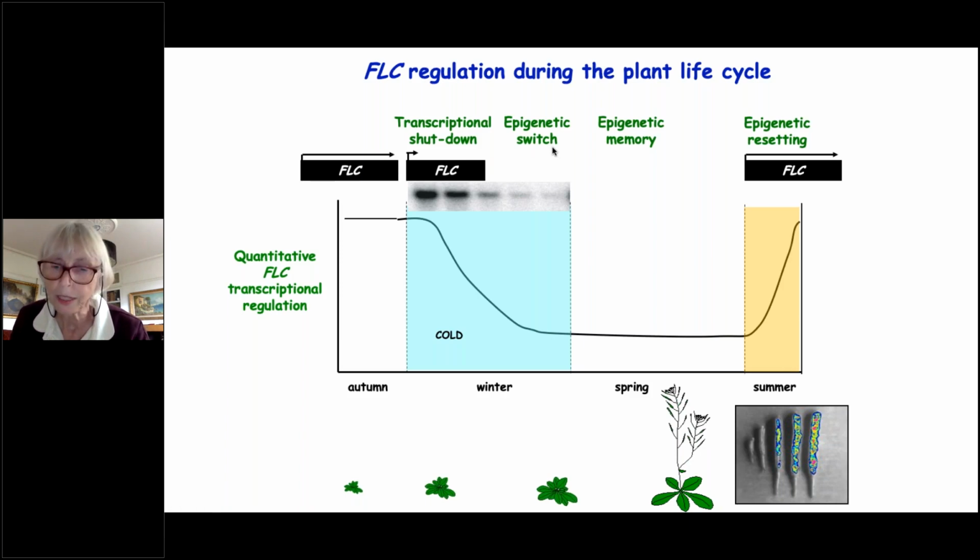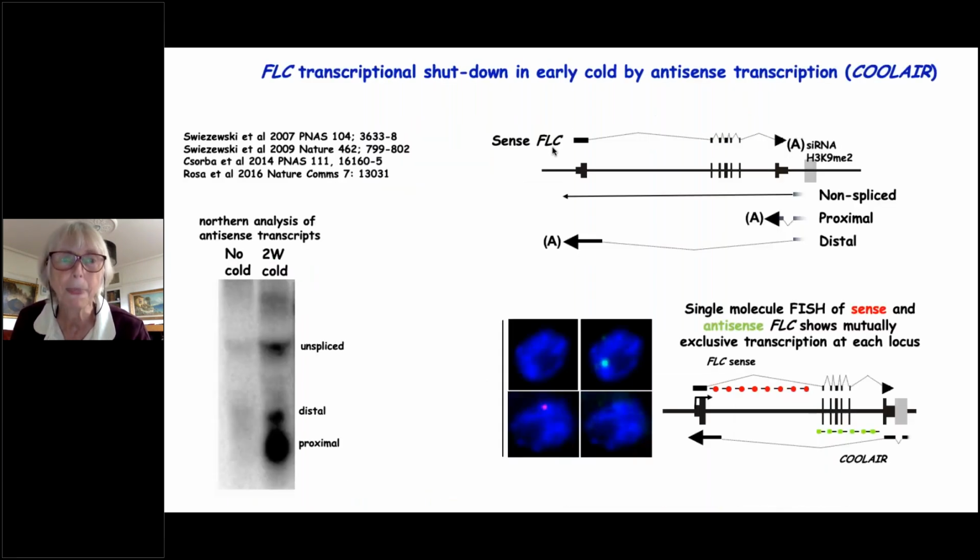Now, we've been working on these for many years, so what I'm going to do in the first couple of slides is give you a schematic of our current understanding of that transcriptional shutdown and epigenetic switching. I've got the references on the slide so you can look at those, but I want to get through that fairly quickly so we can get to more recent work on studying how plants are actually responding to the fluctuating temperatures. So the first step, the transcriptional shutdown by cold. Well, that took us into analysing antisense transcripts of FLC.